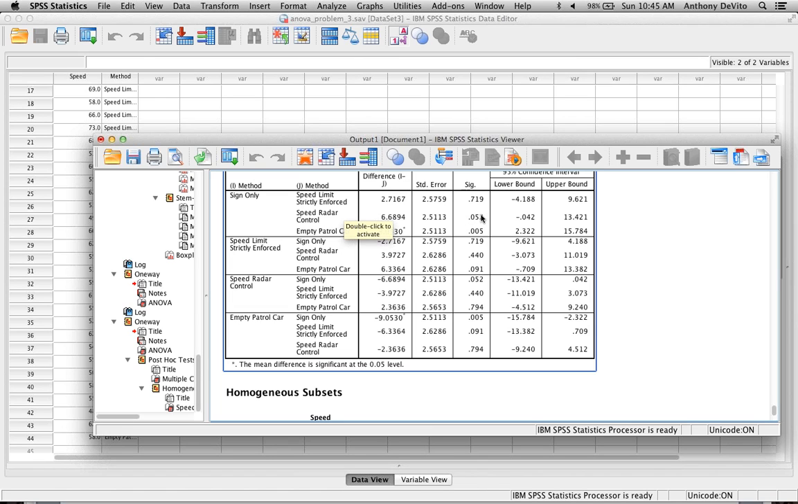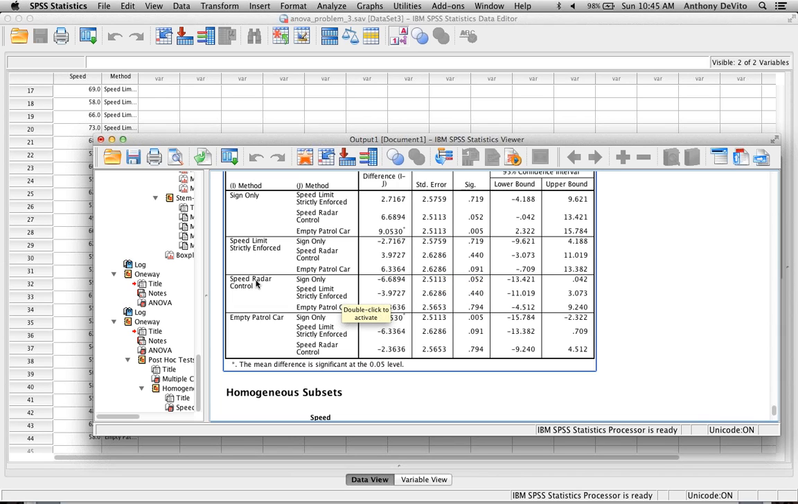That is kind of borderline, isn't it? Sign only versus empty patrol car. Well, that's definitely significant. Let's see if we see any other significant results. Speed limit versus sign only, nah. Speed limit versus speed radar control, nah. Empty patrol car versus speed limit strictly enforced, no, not a big difference.